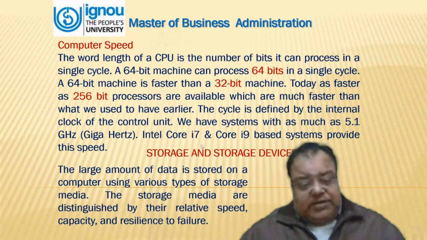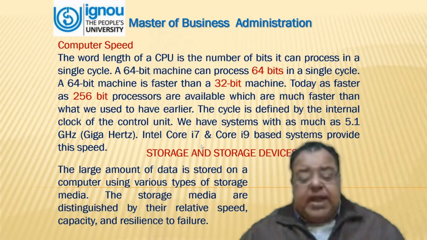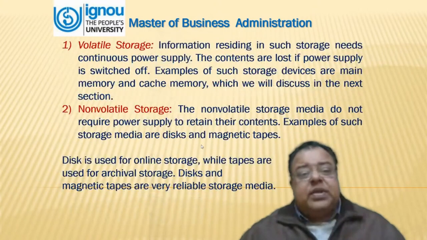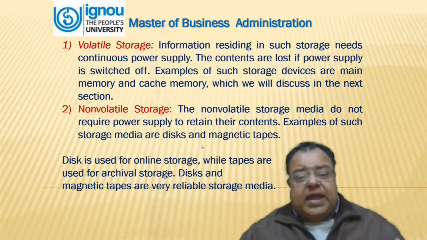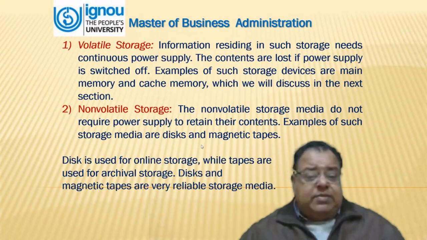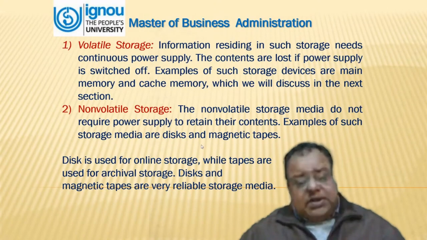Storage and storage devices. A large amount of data is stored on a computer using various types of storage media. The storage media are distinguished by their relative speed, capacity, and resilience to failure. Volatile storage: information residing in such storage needs a continuous power supply. The contents are lost if the power supply is switched off. Examples of such storage devices are main memory and cache memory, which we will discuss in our next session.